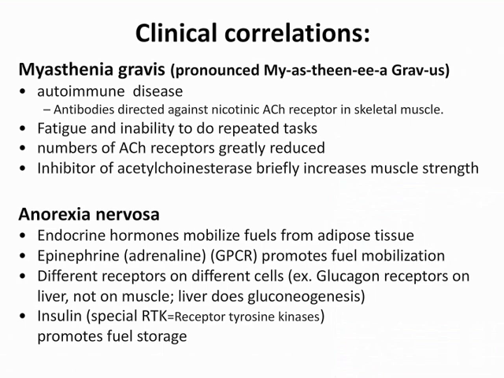The second disease is anorexia nervosa. That's going to cause you to have a lack of appetite. The reason you feel that lack of appetite is because your endocrine hormones mobilize fuels from your fat. Epinephrine promotes fuel mobilization. There are going to be different receptors on different cells. Insulin promotes fuel storage.